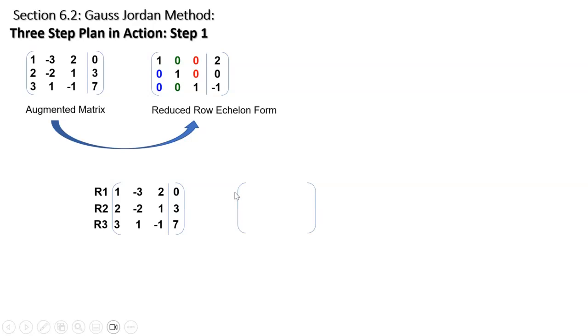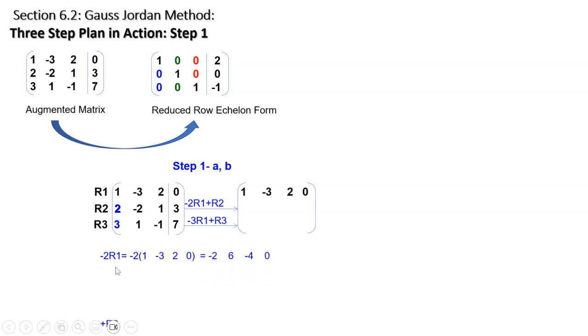So for step 1, I'm going to make the 2 a 0 and also the 3 a 0. See, that's why I turned it blue. That means row 2 is going to change, and also row 3 is going to change. We have to use row 1, right? So I'm going to multiply -2 times row 1 and add it to row 2. And then for row 3, I'm going to multiply -3 times row 1 and add it to row 3.